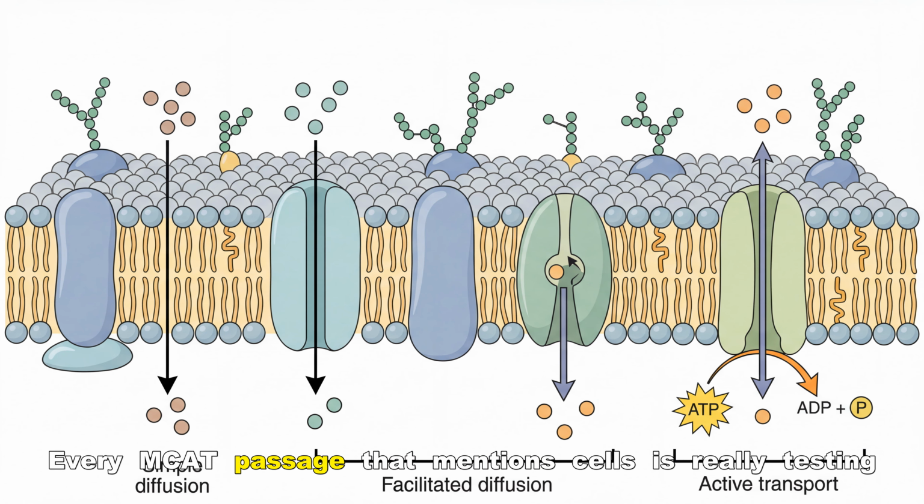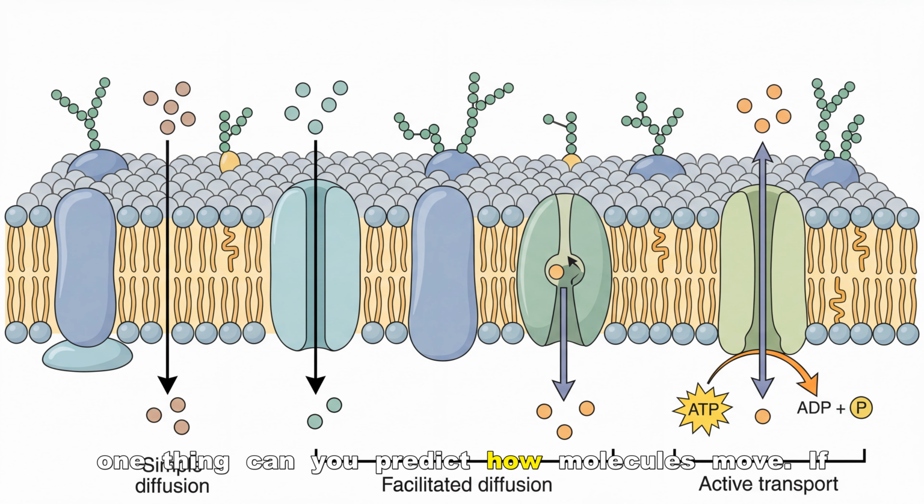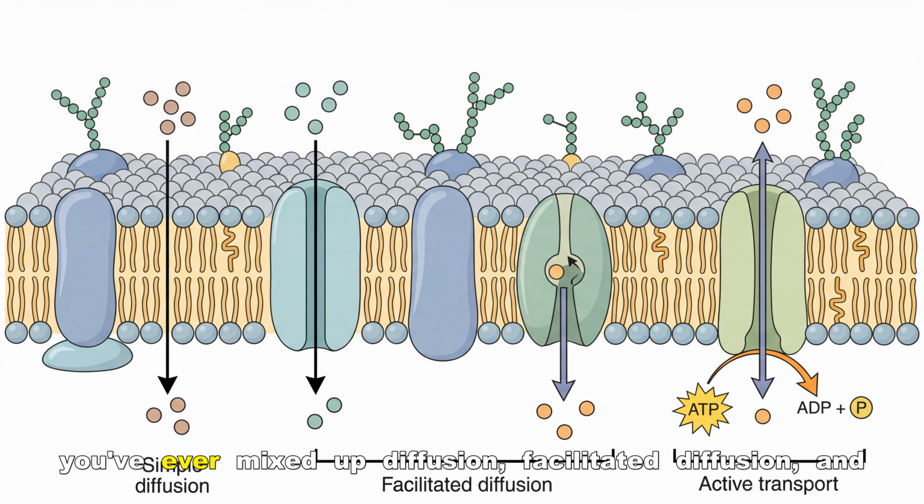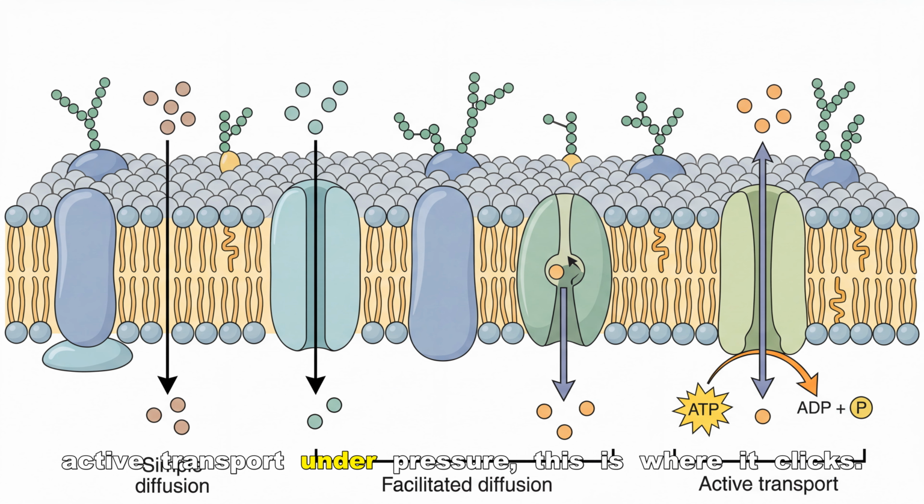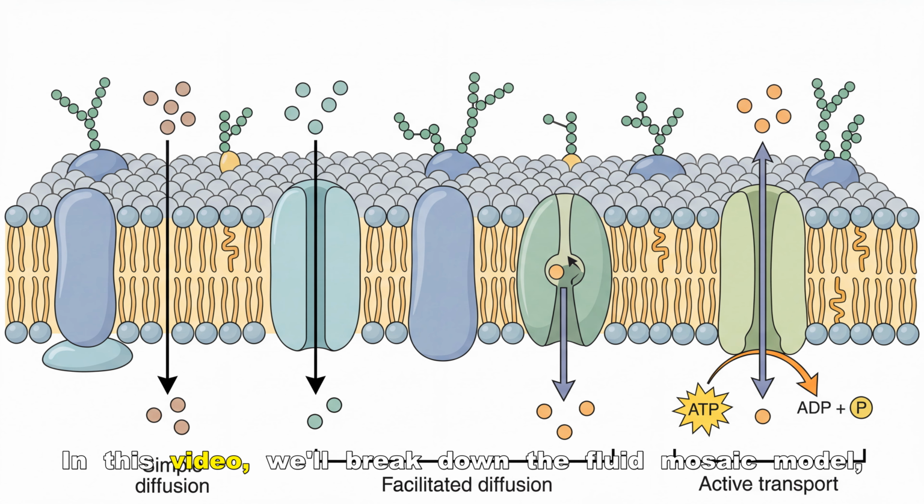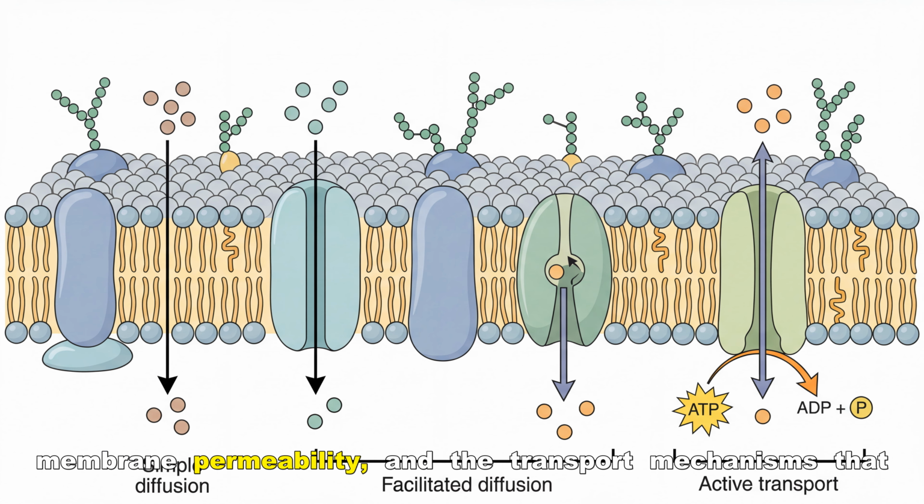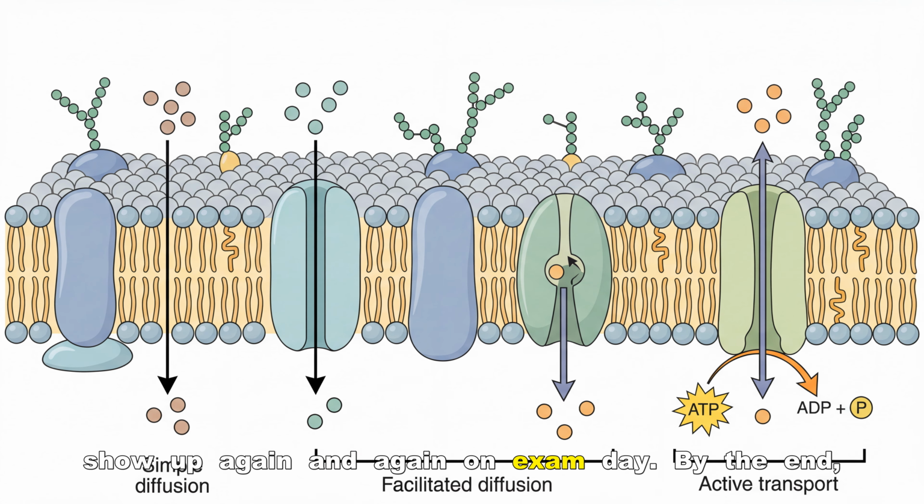Every MCAT passage that mentions cells is really testing one thing: can you predict how molecules move? If you've ever mixed up diffusion, facilitated diffusion, and active transport under pressure, this is where it clicks. In this video, we'll break down the fluid mosaic model, membrane permeability, and the transport mechanisms that show up again and again on exam day.